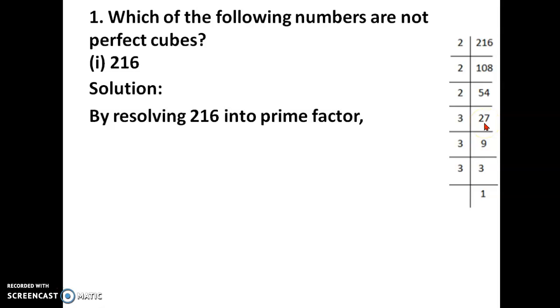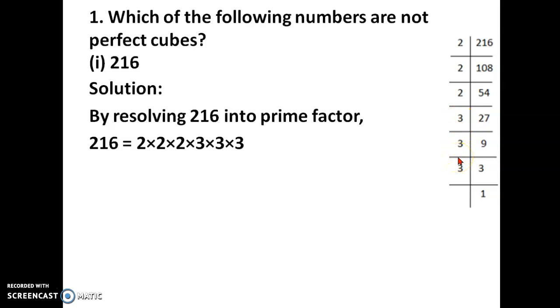This number 27 is not divisible by 2. So what's the next prime number? It's 3. You have to check whether 27 is divisible by 3. Yes, 3 nines are 27, so you will get 9. Then 9 is divided by 3; 3 threes are 9, so 3 is written here. Then 3 divided by 3 you will get 1. This is how you do the prime factorization. So this can be written as 2 into 2 into 2 into 3 into 3 into 3.